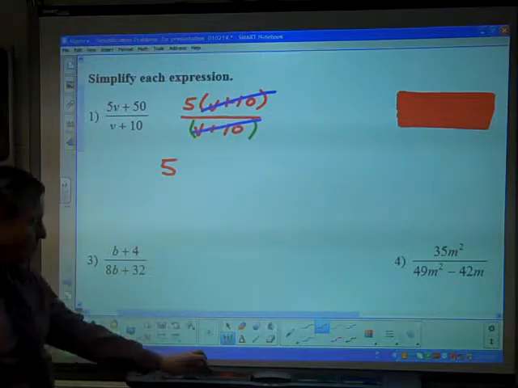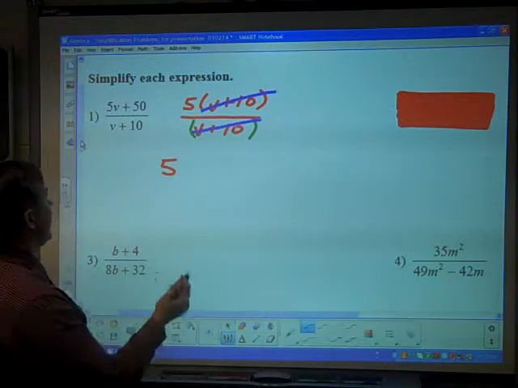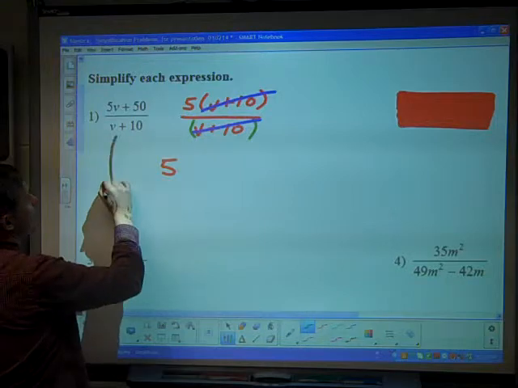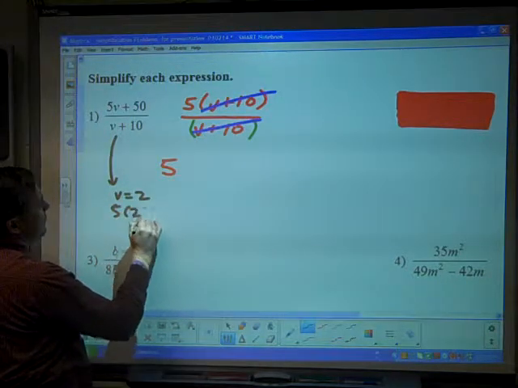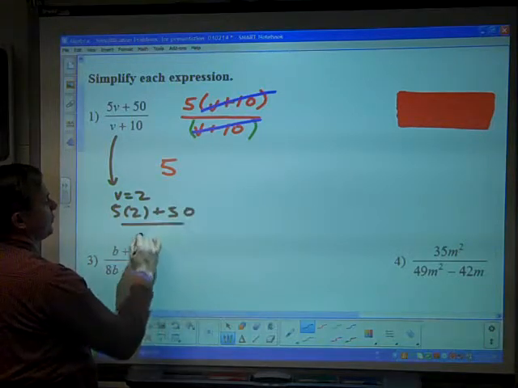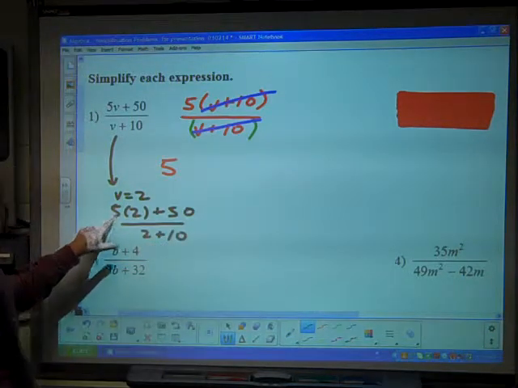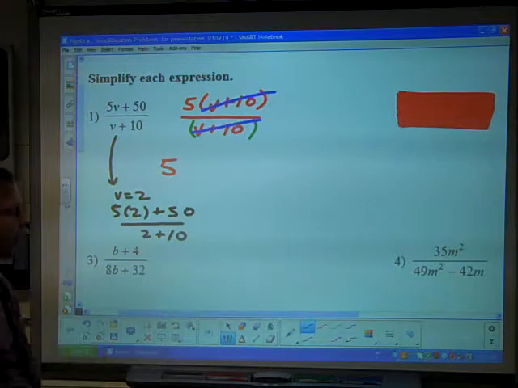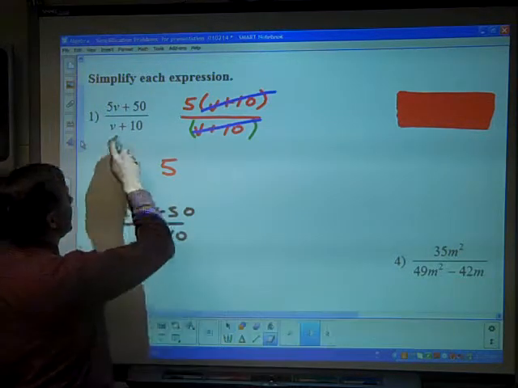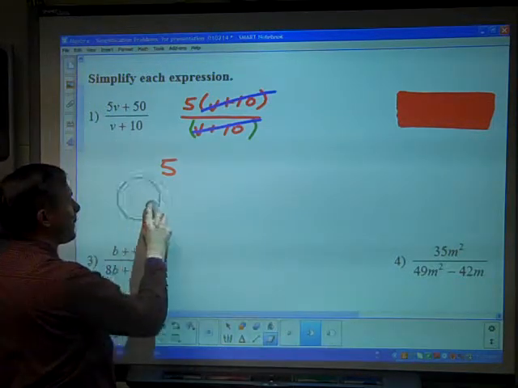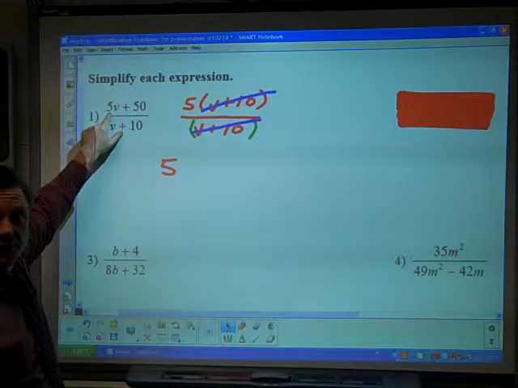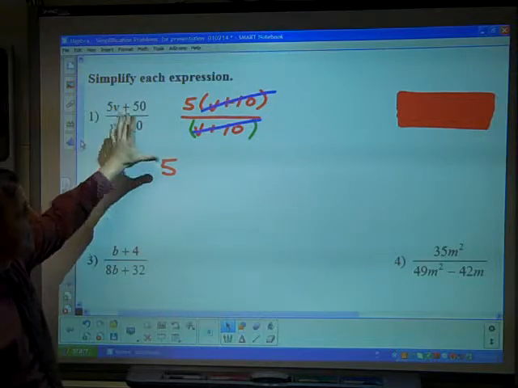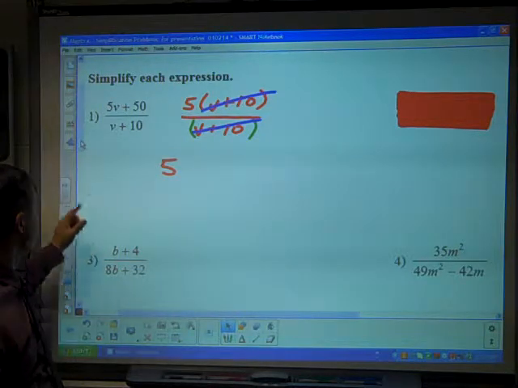I can do some quick double checks to make sure I'm right. I can pick a value, say, of 2 for v. V equals 2. And I could say 5 times 2 plus 50 over 2 plus 10. 10 plus 50 is 60. 60 divided by 12. Is that 5? The answer is yes. And that would prove I'm correct. And you can do that every time because I had 5 here and I would get 5 here for v equals 2 on both values. This always simplifies to 5.